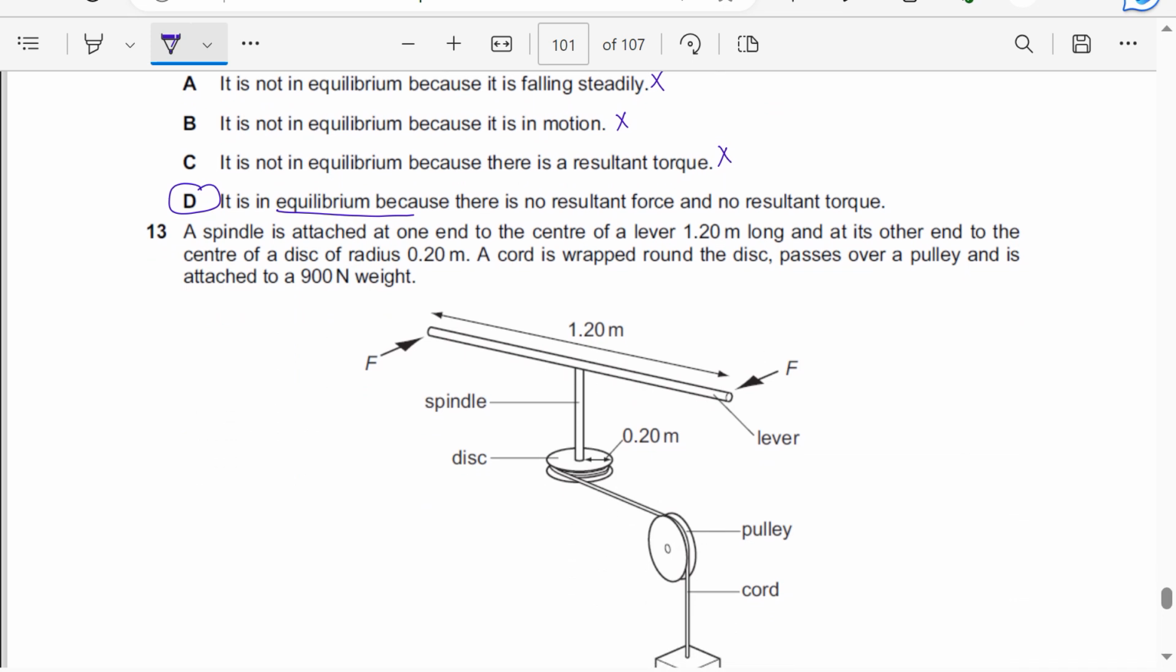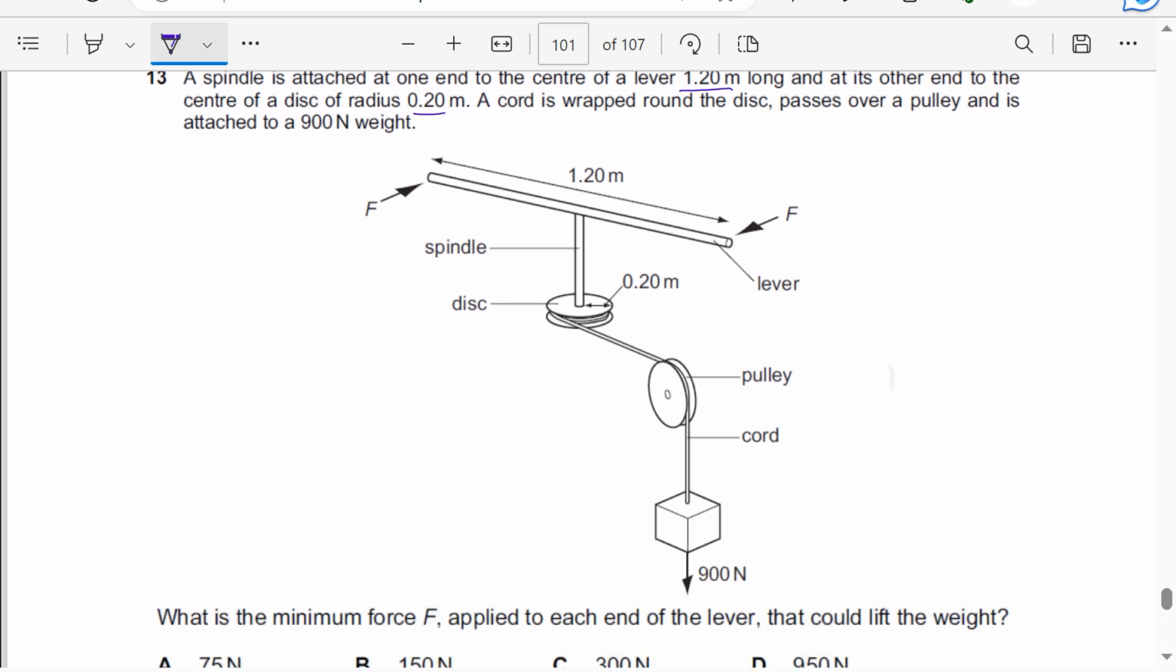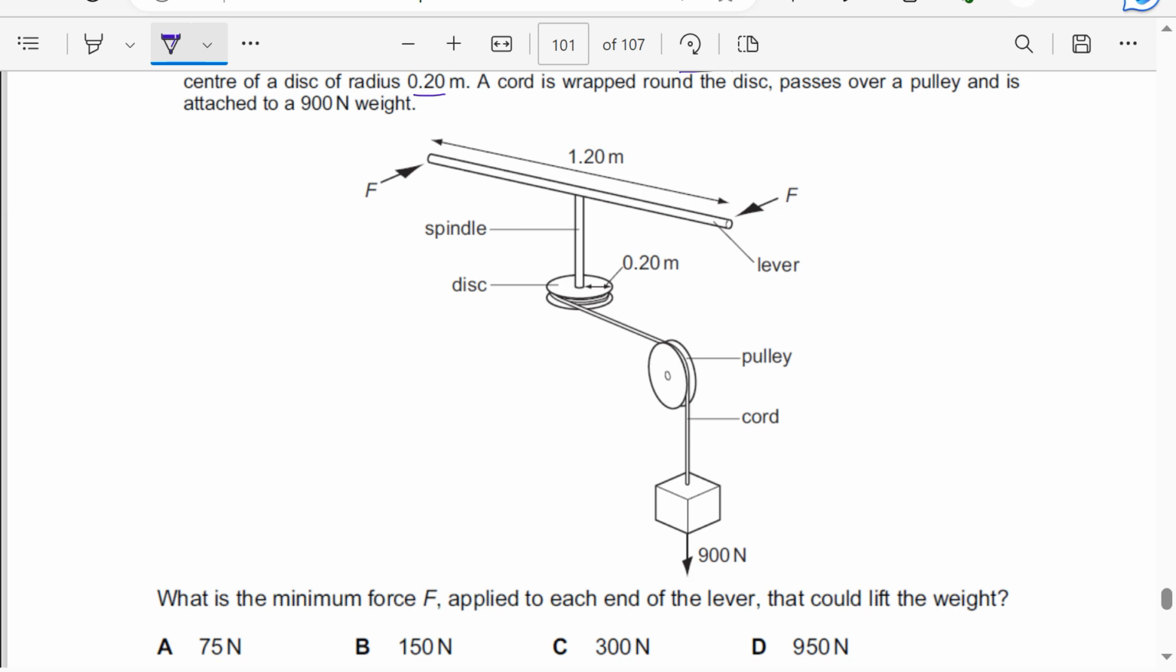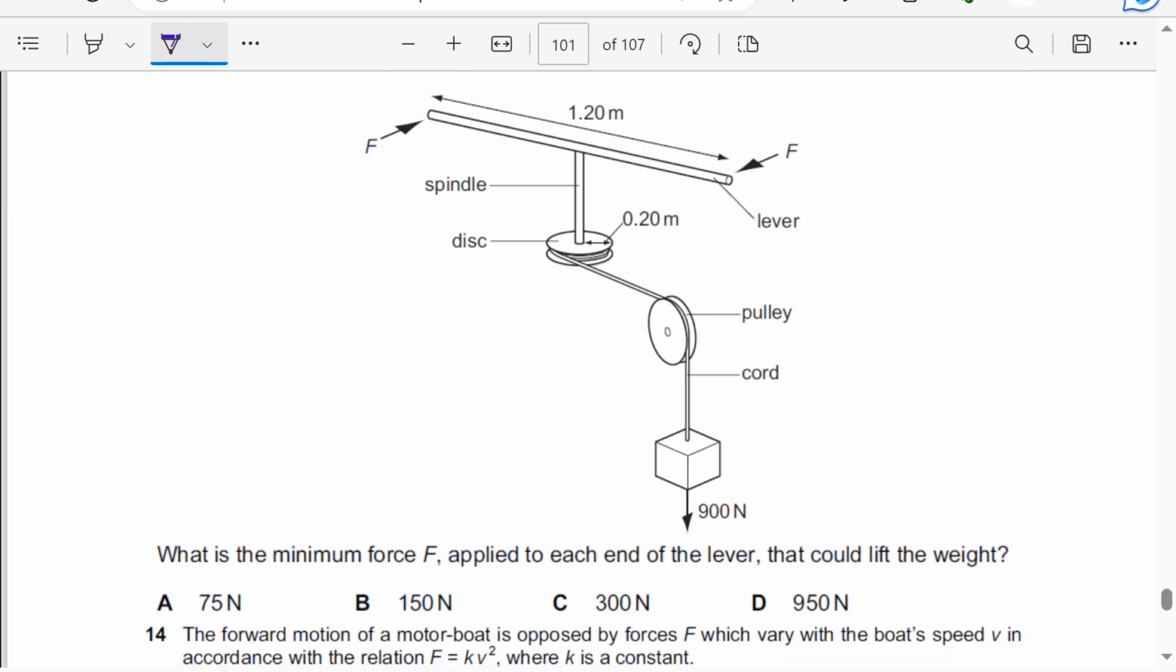The spindle is attached at one end to the center of a lever 1.20 meters long and at its other end to the center of a disc of radius 0.20 meters. A cord wrapped round the disc passes over a pulley and is attached to a 900 newton weight. Okay, I think we answered this question. We shall just answer it directly. What is the minimum force F applied to each end of the lever that could lift the weight?